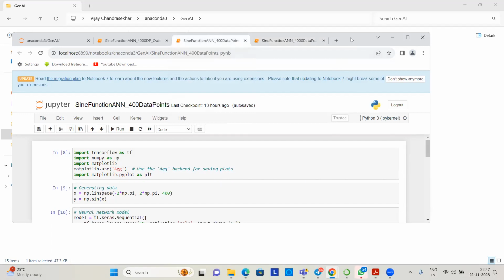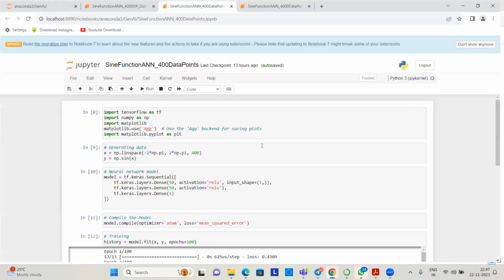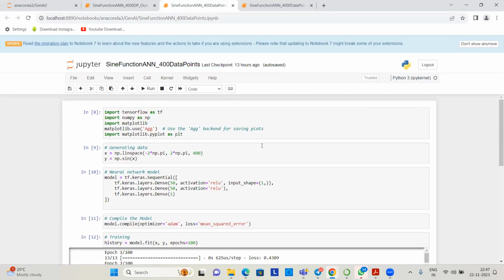I think I have, if I haven't shared the workbooks, I'll share it later in the group. So the first thing we did was we generated a sine function from minus 2 pi to 2 pi, that you can see here. And then we used a neural network to train the data. So you had x, which varies from minus 2 pi to 2 pi, and then, of course, you have y, which is the sine of x. And then we trained it.